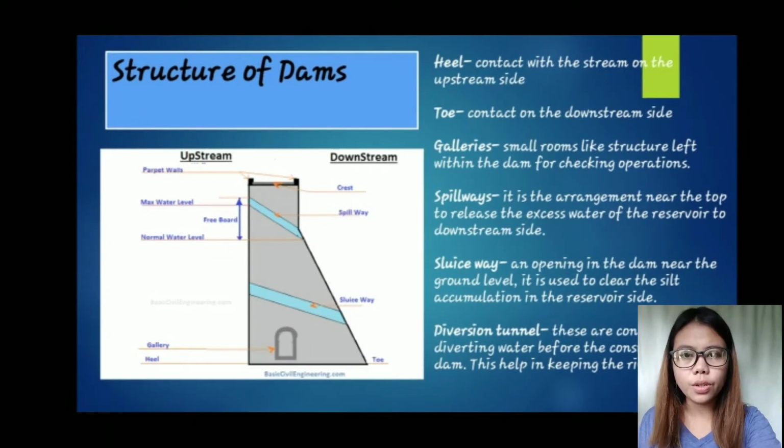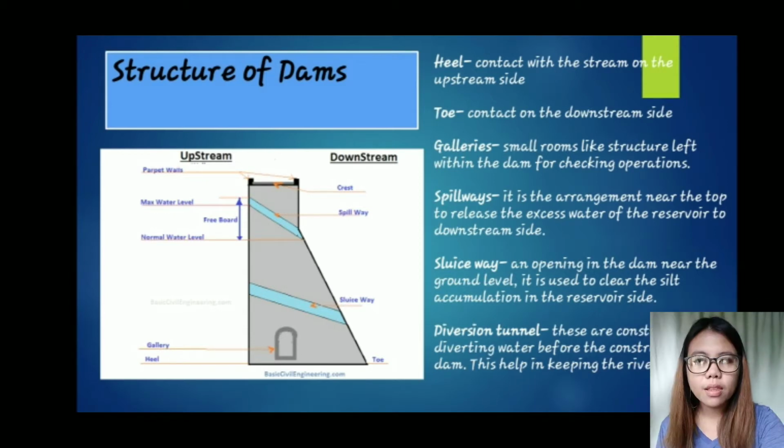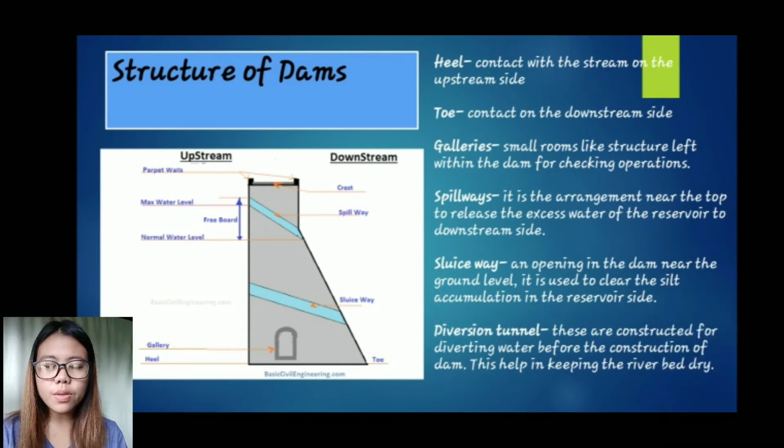What is the structure of a dam? As you can see on the screen, that is an example of the structure of a dam. The heel, as you can see on the lower side, is the contact with the stream on the upstream side, while the toe is the contact on the downstream side. The gallery is a small room-like structure left within the dam for checking operations, while the sluiceway is the opening in the dam near the ground level. It is used to clear the silt accumulation in the reservoir.